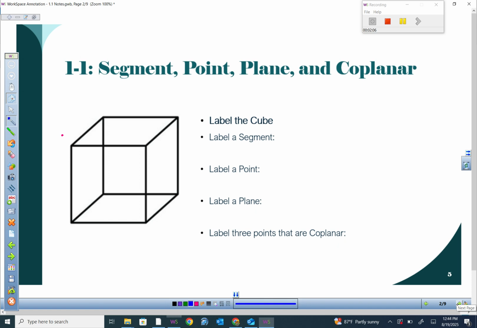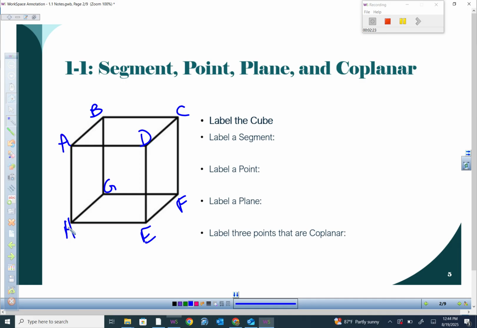Now, step 1, label the cube. So I'm going to label it A, B, C, D, then I'm going to go E, F, G, H. You label all the points, okay? So that's what you're labeling, all those points.